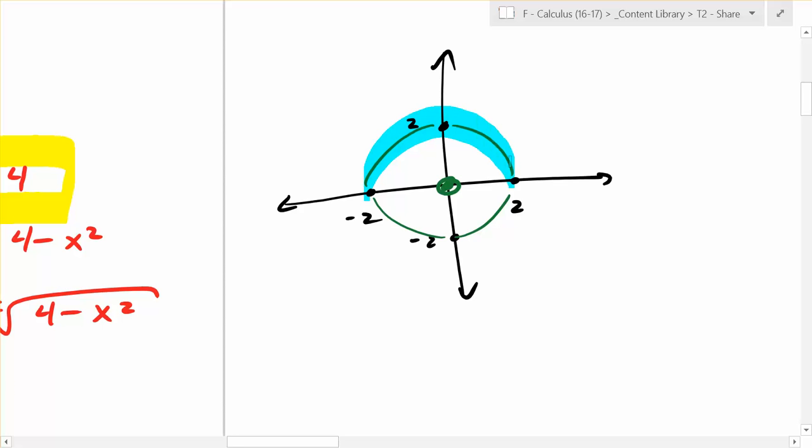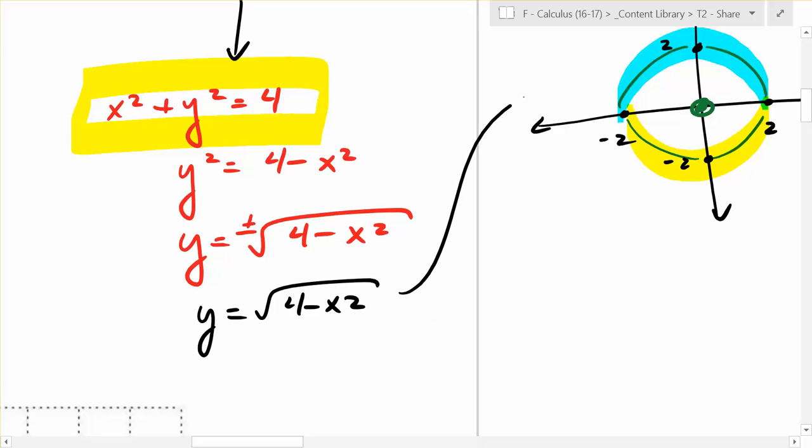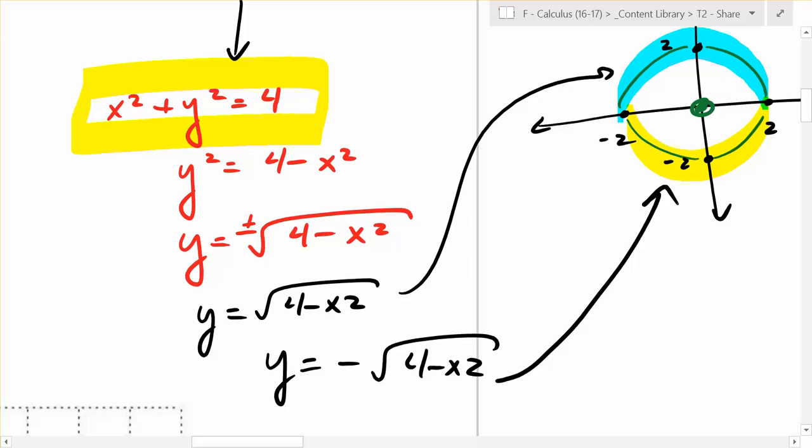You need the upper half and you need the lower half. So you have 2 functions here. You have y is equal to the square root of 4 minus x squared. That's the upper half. And then you have y is equal to negative the square root of 4 minus x squared, which is the lower half. So is it possible to isolate y on this one?